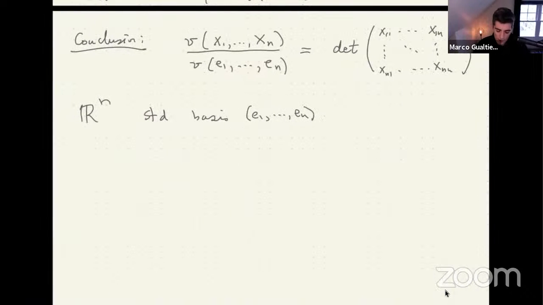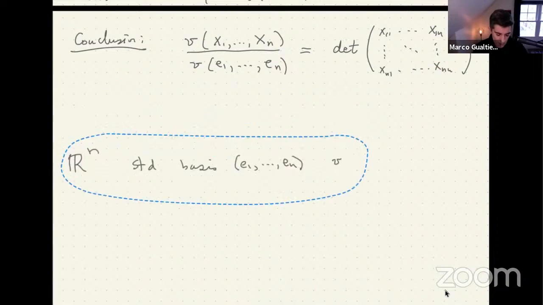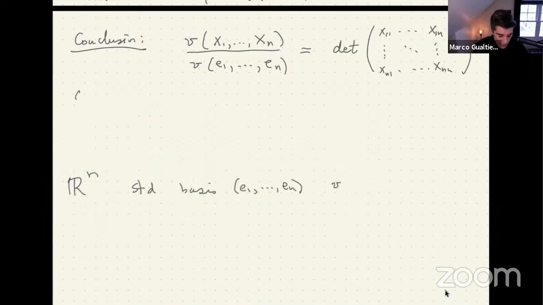Okay, and let's, so actually this is also giving a kind of, let me just make a corollary of this. Corollary is that there is only one volume up to scale.